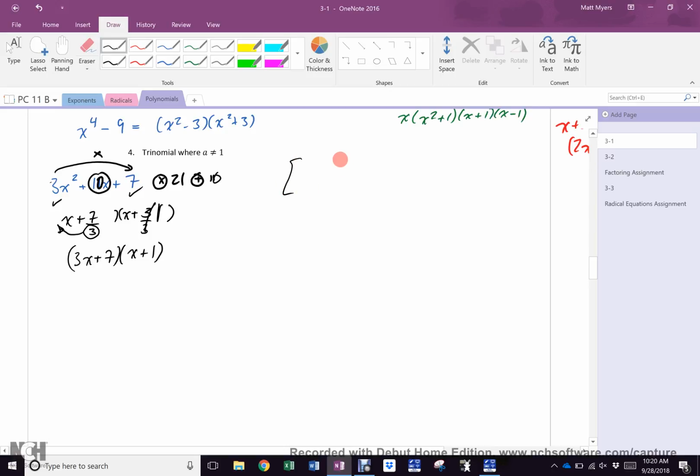If you do that box method, you're guessing all over the place, especially if this first number has a lot of factors. Right? Like if I said, for example, 12x squared, let's go with plus, no, that won't work.